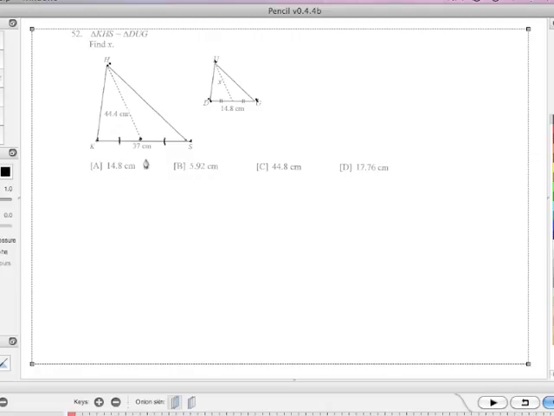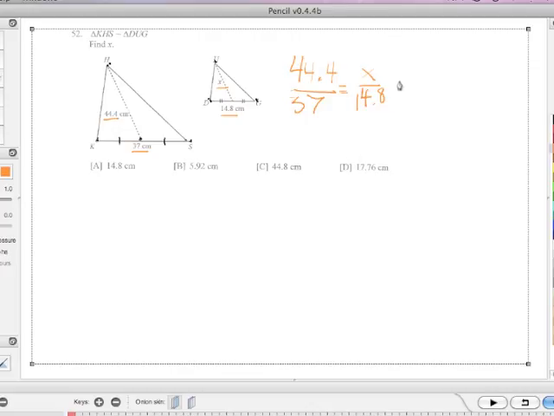Well, this is just a straight proportion. Let's say it this way: 44.4 to 37 is the same as x to 14.8. So I write that down: 44.4 is to 37 as x over 14.8.